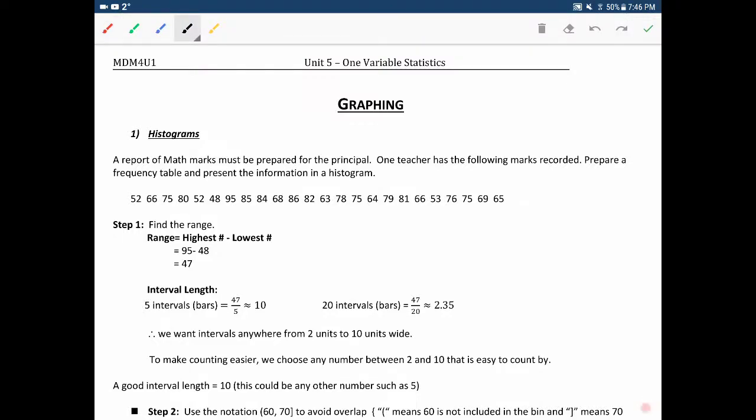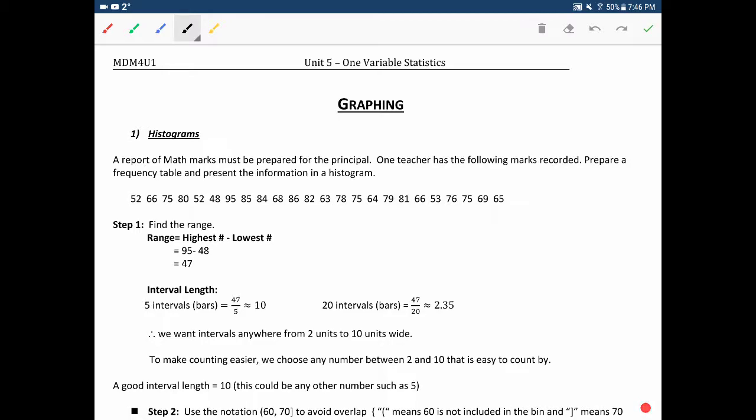Hey guys, today we are going to start with our one variable statistics unit. And the first thing we're going to talk about is how to represent this data, specifically with graphing. So, the first type of graphing for one variable statistics is the histogram.